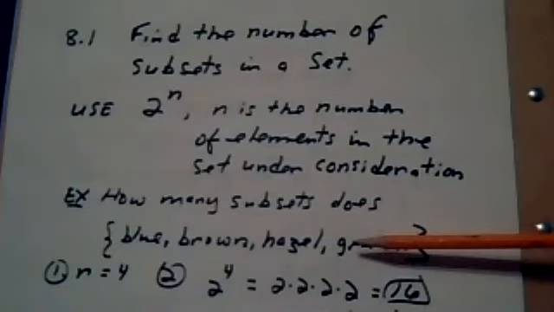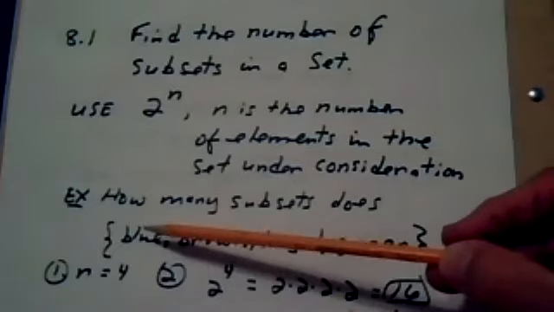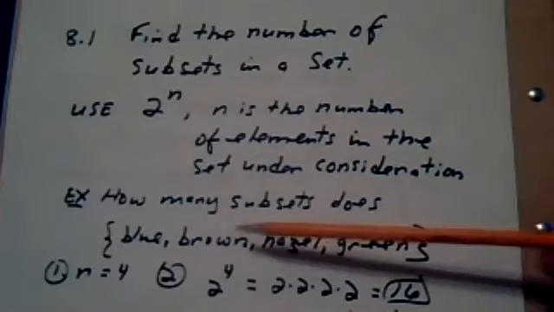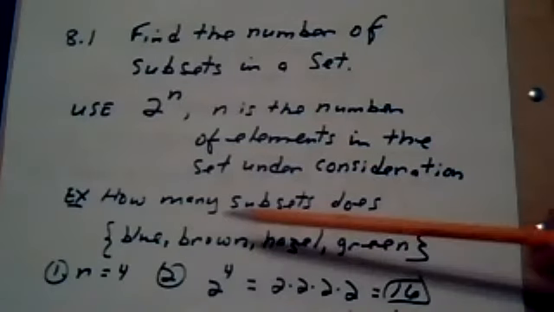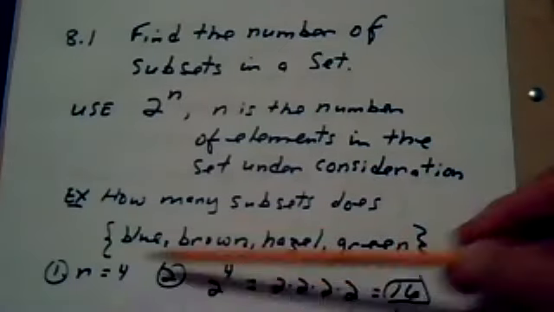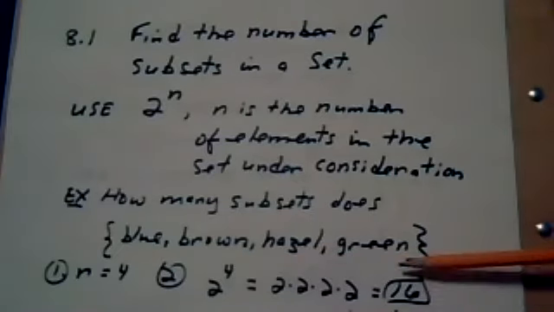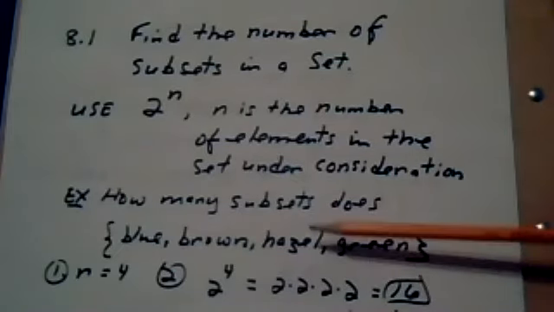The n would be how many to start off? 1, 2, 3, 4. There are 4 members in the set under consideration. So n equals 4, you put it up here as a power, so 2 to the 4th is 16. So this set has 16 subsets.